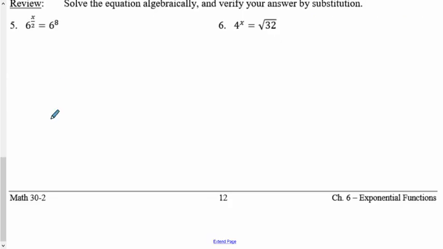Well, for question number 5, things are set up well for us already. We already have power equals power, where the base equals the base, and so the exponent, x over 2, is equal to the exponent of 8. And then I can isolate this x by undoing this dividing by 2 by multiplying by 2 on both sides. Remember, if I multiply by 2, it's a 2 over 1. And so these cancel out, and we end up with x equals 16.